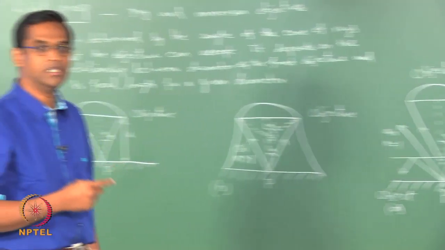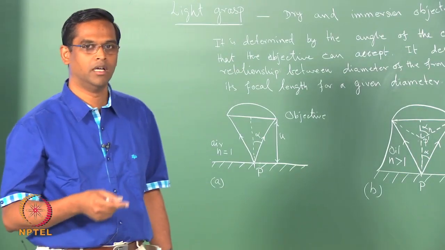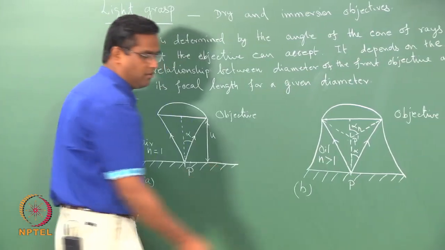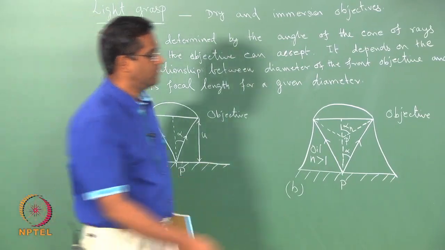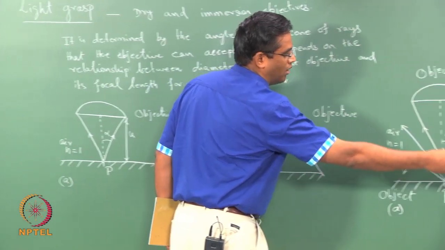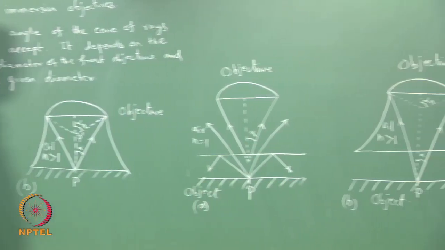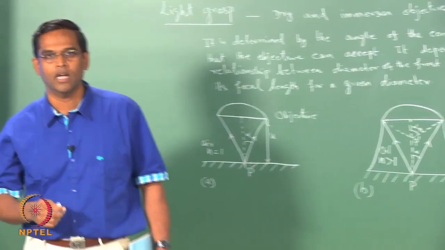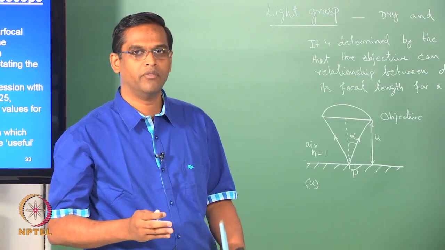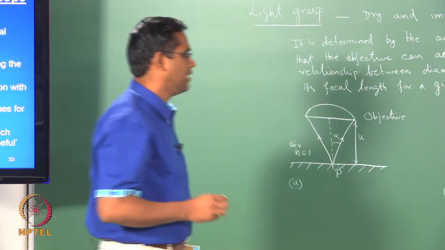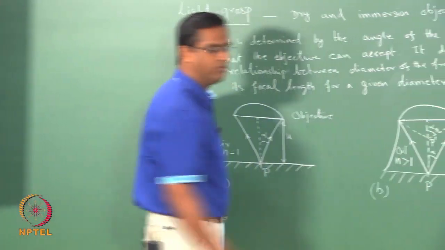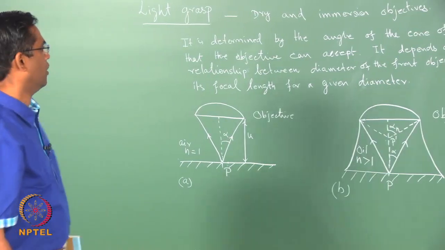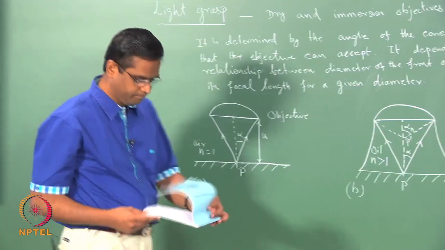So what we have now seen is an object with a dry objective, an object with an immersion objective, an object with a cover slip, an object with the cover slip plus an immersion. These four figures clearly indicate that the light gathering power of an objective lens can be enhanced through a medium which has higher refractive index than the air. So that is the point.